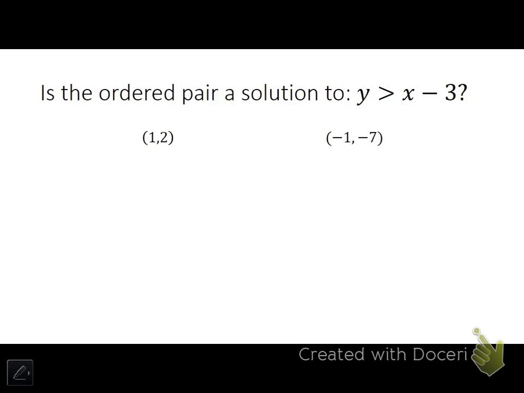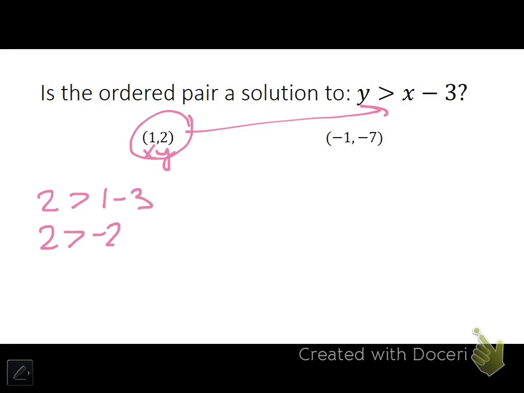So if these two ordered pairs are a solution, what we're going to do is plug this into the equation. So this is x comma y, so 2 is greater than 1 minus 3. 1 minus 3 is negative 2. Is 2 greater than negative 2? Remember, this is greater than, it always eats what's bigger. So that's why it's greater than. So it's eating the bigger thing. So is 2 bigger than negative 2? Yes, it is. So is it a solution? Yes.